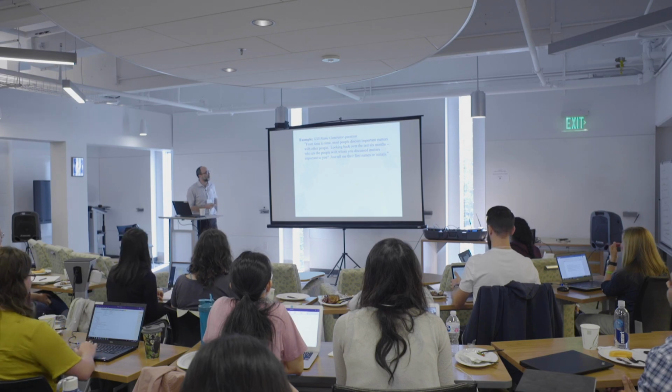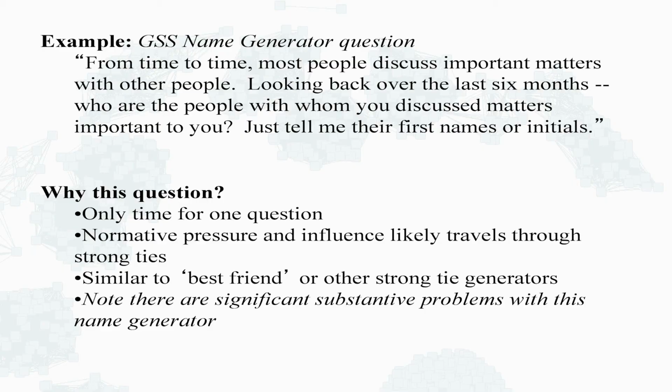The main question that you see over and over again on the GSS and others is this one question. From time to time, most people discuss important matters with other people. Looking back over the last 6 months, who are the people with whom you discussed matters important to you? Just tell me their first names or initials. So there's consistency of this across surveys.